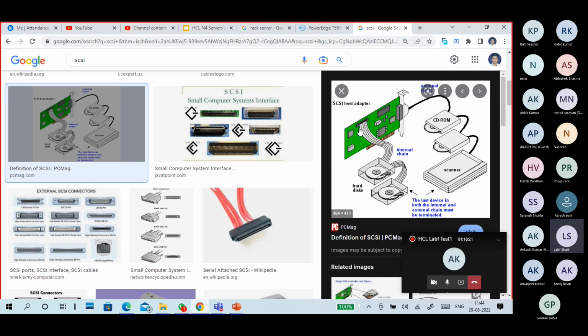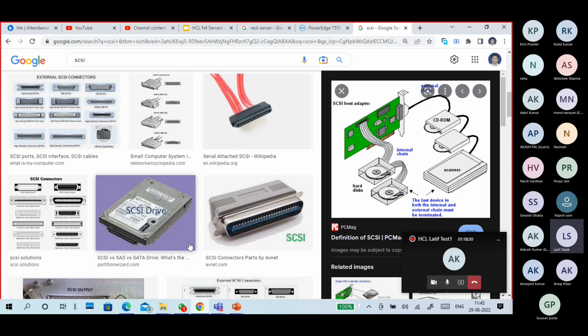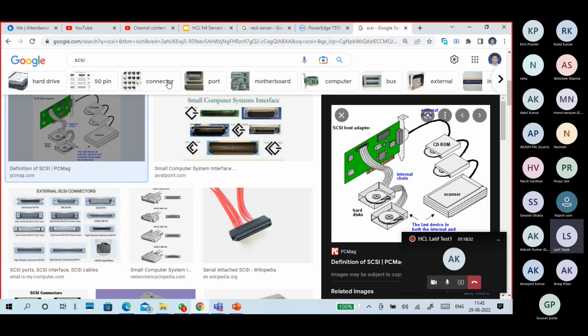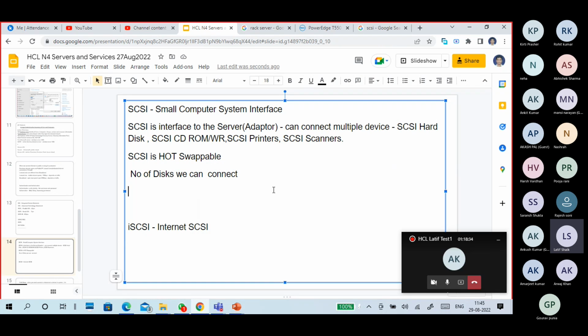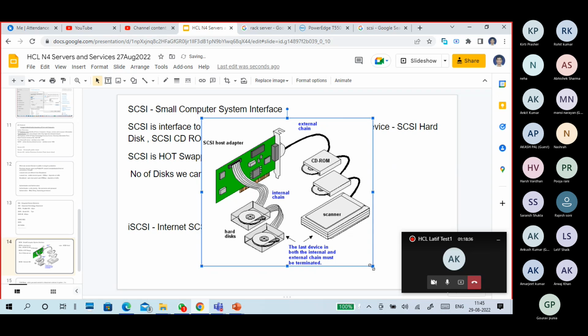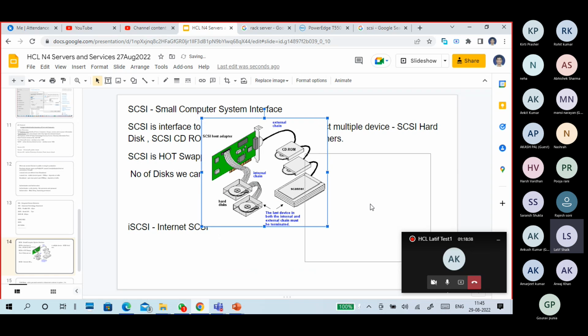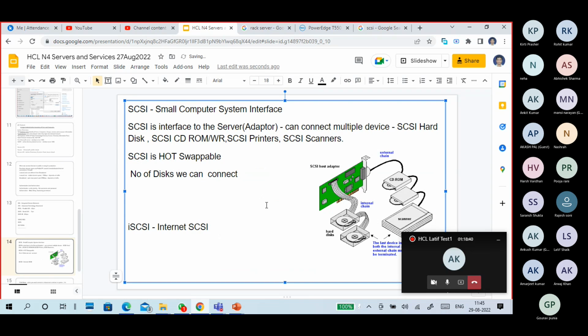It is an adapter. Internally hard disks are connected, but externally CD-ROMs, scanners, and printers are connected. So both internally and externally to the server, we are able to connect it. This is an easy to understand picture. Okay, guys, that is about your SCSI. What is SCSI? Small Computer System Interface.